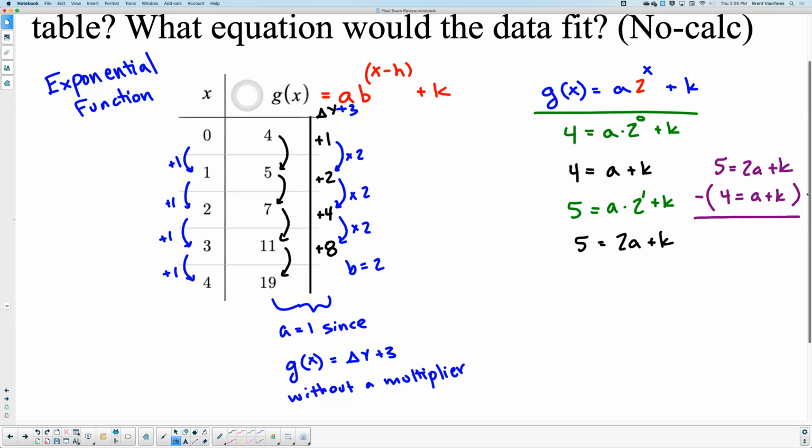Okay, what do y'all think? Why did I choose to subtract them? Because the variable k will disappear. And so what's left over? What's 5 minus 4? 1. What's 2a minus a? A is 1. And so now we have that variable.